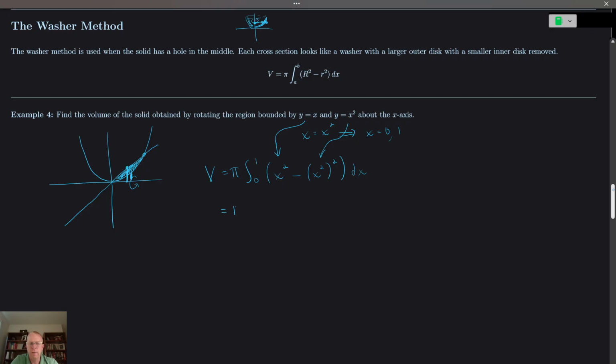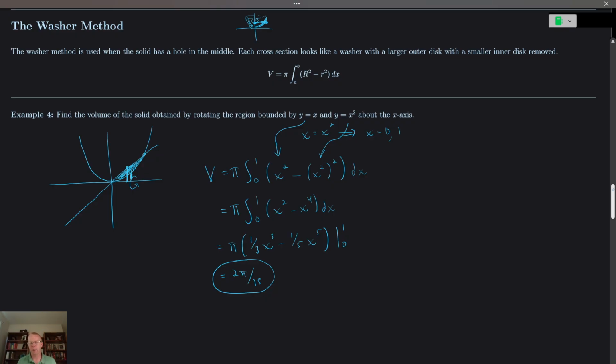All right, so now we integrate from 0 to 1, x squared minus x to the fourth dx. We get pi times: integrate x squared, we get 1/3 x cubed; integrate x to the fourth, 1/5 x to the fifth. From 0 to 1, plug in 1, we get 1/3 minus 1/5, and the answer should be 2 pi over 15.